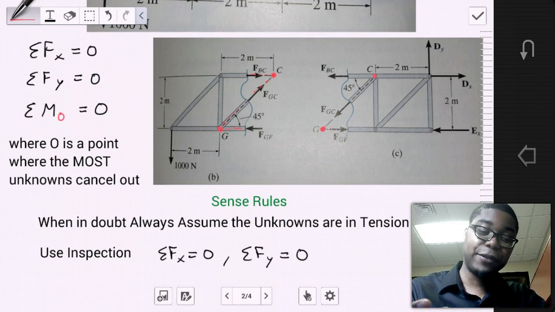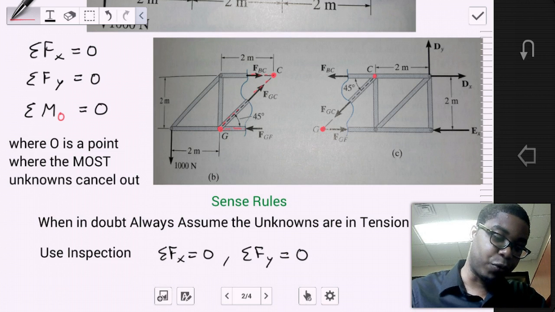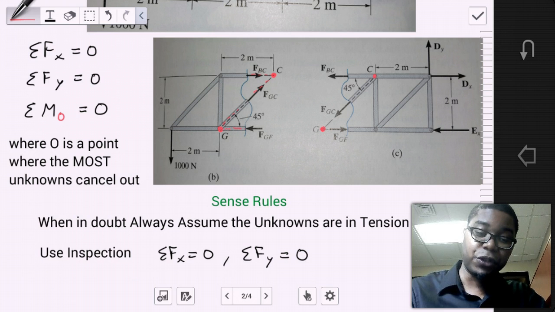Now, determining the sense rules. When in doubt, always assume that the unknown internal forces are in tension. By doing this, when we assume that they're in tension, we apply our equations of equilibrium. When we solve, if the value of the unknown internal force is positive, then our assumption is correct and it is in tension. However, if the final value is negative, then we know that our internal force is under compression.